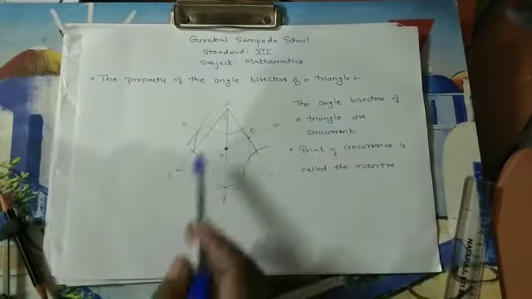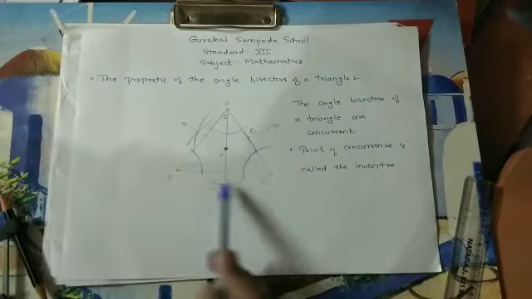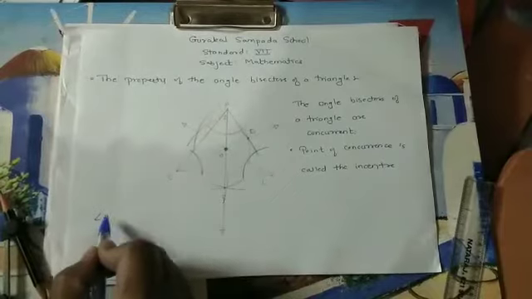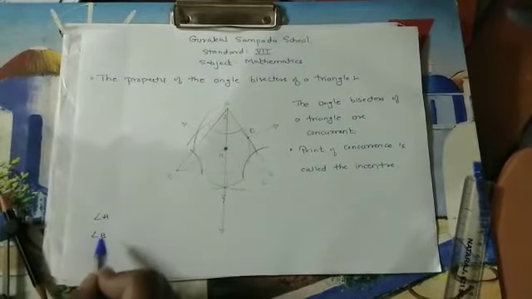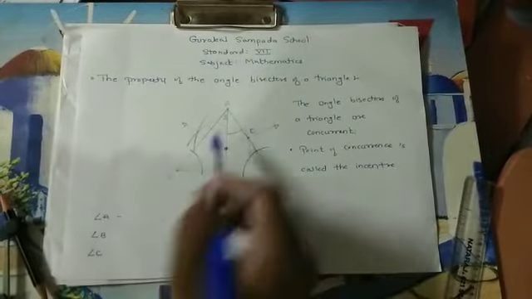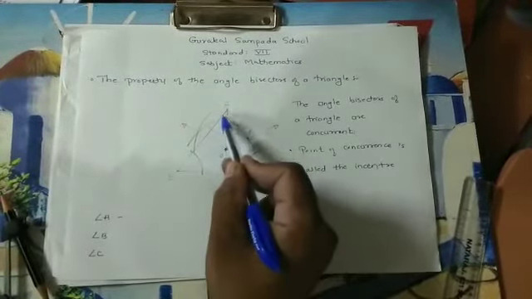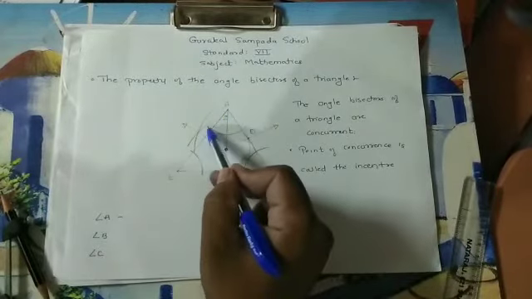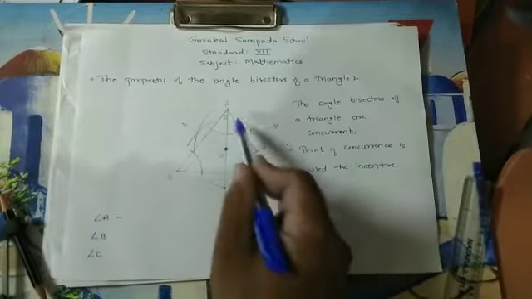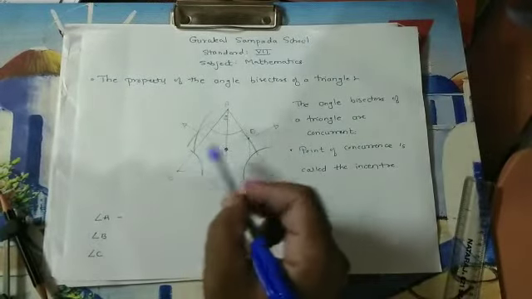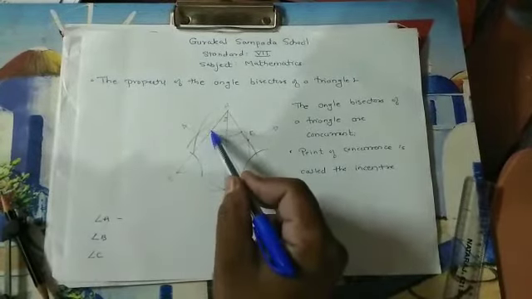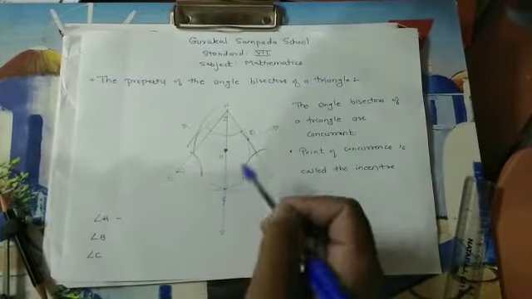Again, I draw a triangle ABC randomly. Now there are three angles: angle A, angle B, angle C. First we draw the angle bisector of angle A. For that we draw an arc of any radius, then take a distance greater than half of the length AC or AB. We keep the compass first at this point and mark an arc, then at the second and mark an arc which intersects at A.